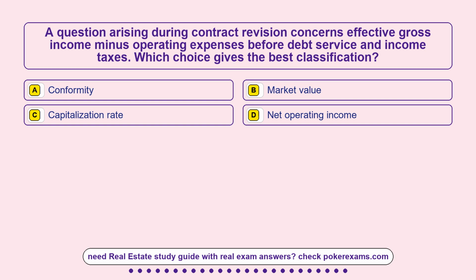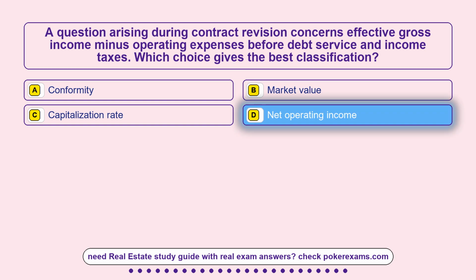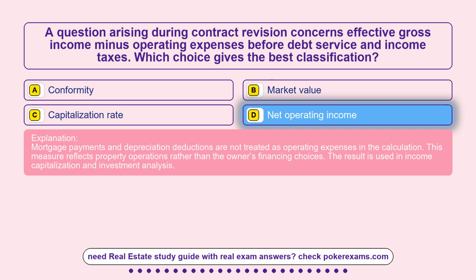Option D, net operating income. The correct answer is option D, net operating income. Mortgage payments and depreciation deductions are not treated as operating expenses in the calculation. This measure reflects property operations rather than the owner's financing choices. The result is used in income capitalization and investment analysis.